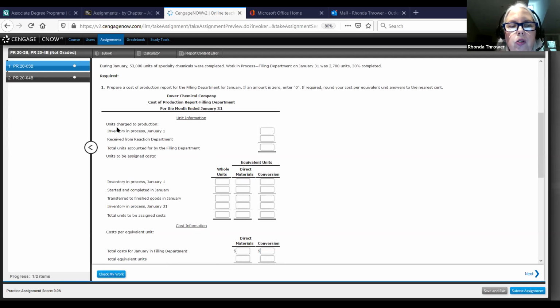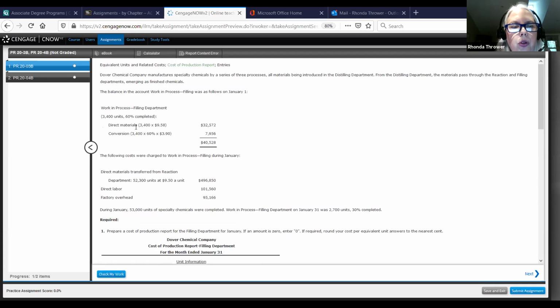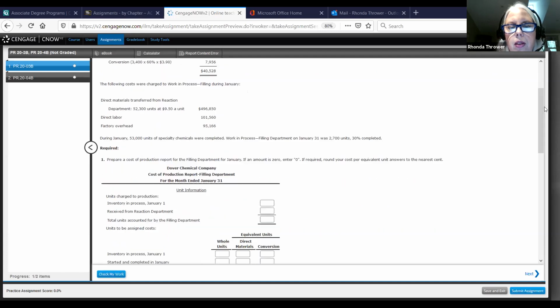And what they wanted you to look at is the units that were charged to production. The inventory in process on January 1st is your beginning inventory. The beginning inventory units were 3,400 total units that were your beginning inventory units. So we're going to start with 3,400, our beginning inventory units.